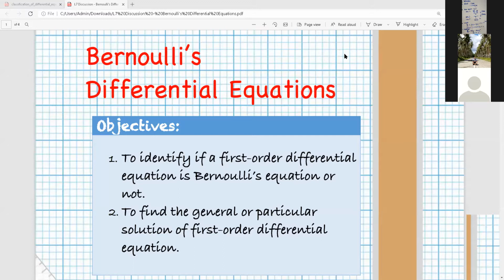So for today, we'll be focusing more on Bernoulli's equation. And then if we have some time, we can proceed with other examples that you can request, or we can discuss other examples for your exam.